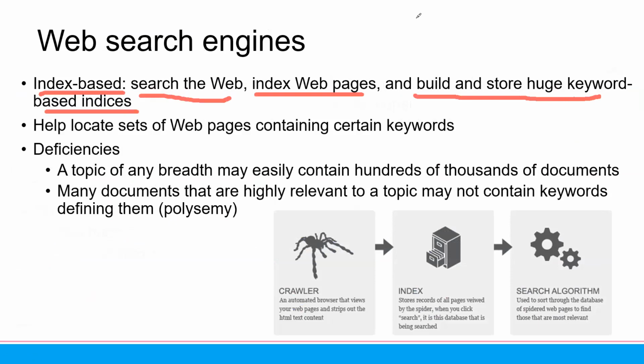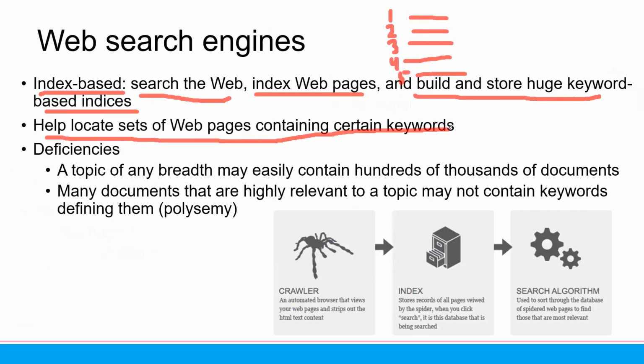So if we have the search engine, and it shows a list of results, it will be indexed. This is index 1, index 2, index 3, index 4, index 5, and so on. This kind of indexing helps to locate sets of web pages containing certain keywords. If I look into the keyword machine learning, it will show the index like this one, 1, 2, 3, 4, 5. If I look into the keyword data mining, maybe the indexing will be a little bit different.